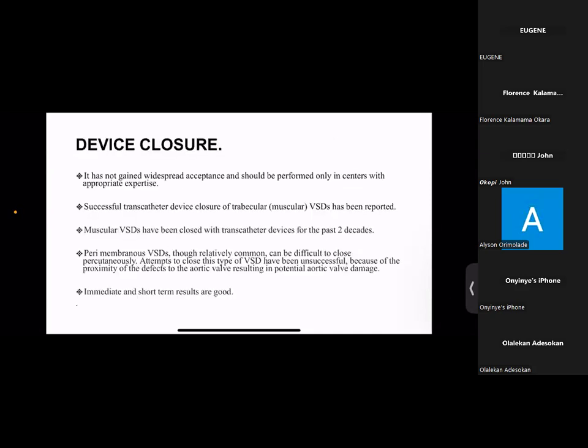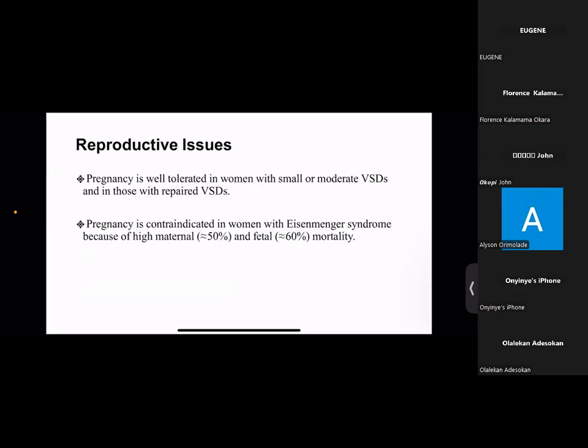Device closure is also used, but it's important to note that muscular VSDs have been closed by transcatheter, but for perimembranous VSDs, device closure has not given any good results because the defect is close to the aortic valve, and most times with device closure, the aortic valve may be damaged. Patients who have small VSDs can go ahead to have children, but when there is Eisenmenger complex, it is not advised because of increased mortality.